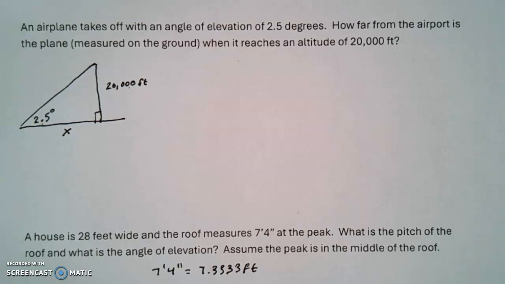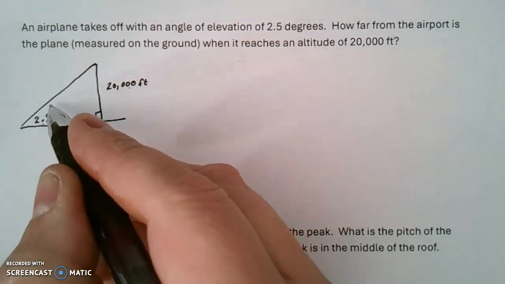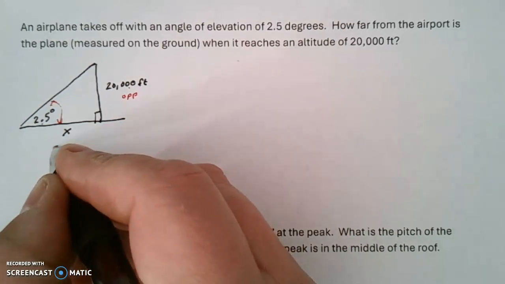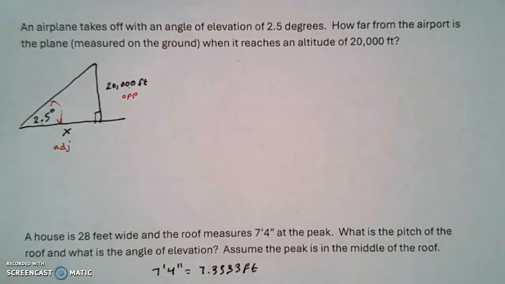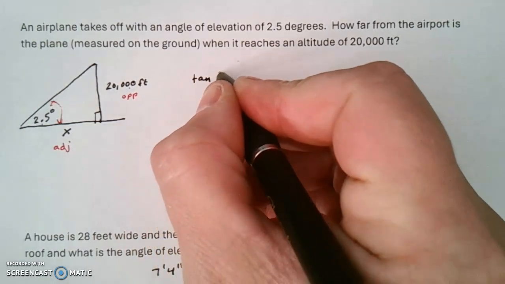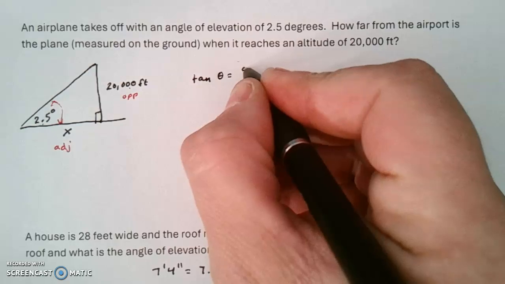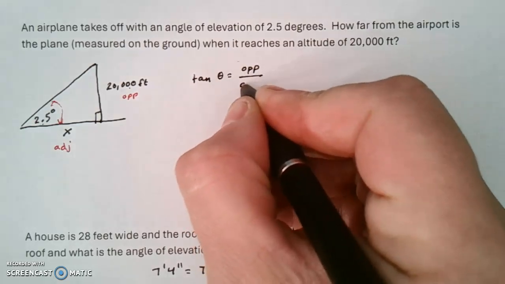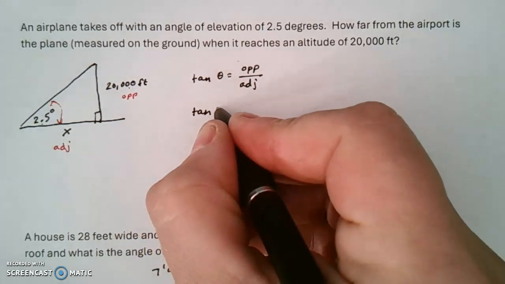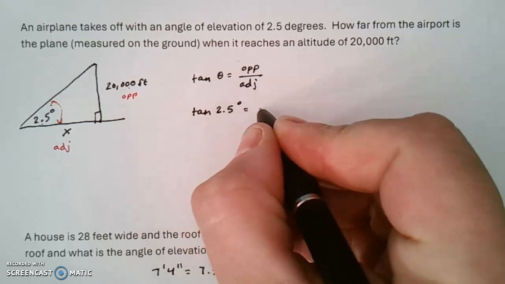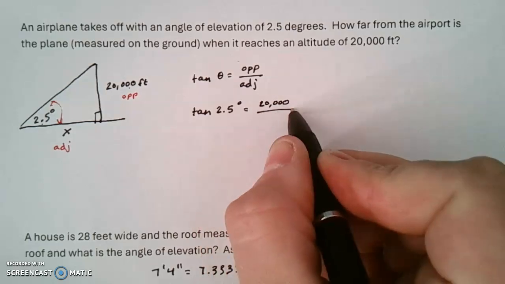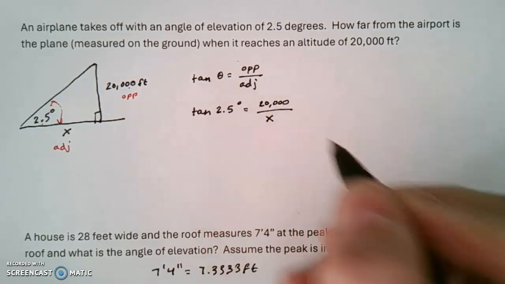I'm going to come in and label my triangle. So since I'm using this angle, this is the opposite side and this is the adjacent side, and I'm going to use a tangent equation. So tangent is equal to opposite over adjacent. Now we plug in our numbers. Tangent of 2.5 degrees is equal to the opposite, which is 20,000 feet, over the adjacent, which is x.